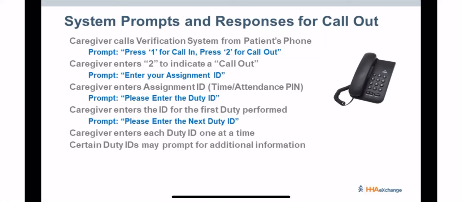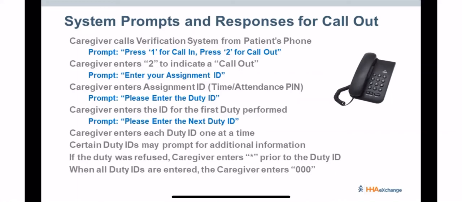If a particular duty was refused by the patient, the caregiver presses the star key before entering the duty ID to record the patient refusal. After entering all of the duties performed, the caregiver enters 3 zeros and the system provides a confirmation. "Your call-out has been successfully registered. Goodbye."